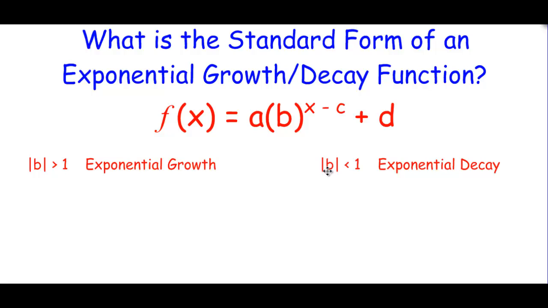And if the absolute value of b is less than 1, so think of a proper fraction, we're going to get an exponential decay, because if you're multiplying by a number less than 1, the value is going to get smaller and smaller and smaller. If you notice, b never equals 1, because if you multiply anything by 1, it doesn't matter what the power is, it's going to stay the same. So that does not give us an exponential graph. We're going to go through 6 examples.